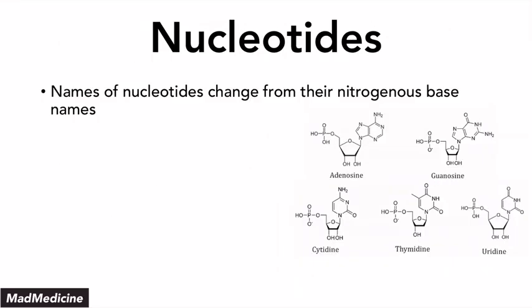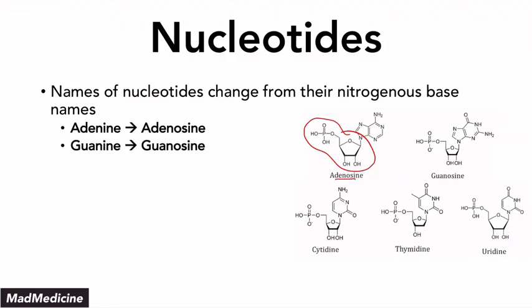Now, nucleotides are named after their nitrogenous base, okay? Their name changes from the nitrogenous base names, essentially. So adenine is going to become adenosine when you bind it to the ribose and the phosphate group. This is your nucleotide, okay? Adenosine and guanosine. So you're going to go from guanine, which is the actual name of the nitrogenous base right here. This is adenine. And this is guanine. When you bind it to the ribose and phosphate group, and you create a nucleotide, it's now called adenosine and guanosine.